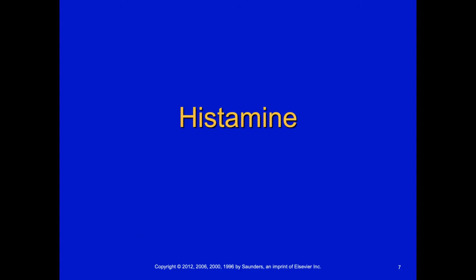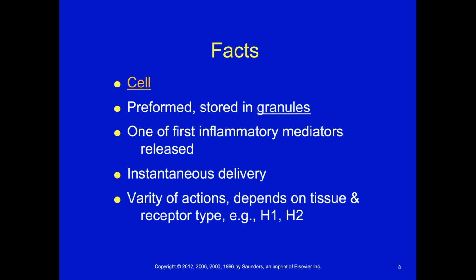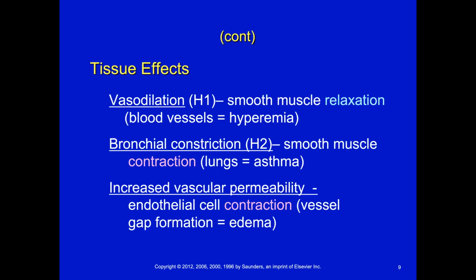So histamine, we've already discussed histamine, so I'm just going to give a brief overview at this point in terms of key facts. So we know it's made by the cell. We've seen the granules inside the mast cells already. This is actually one of the first inflammatory mediators that is released, and that release is instantaneous. And histamine will have a variety of actions, and it really depends on the tissue and receptor type. So we have two receptors primarily. We're going to talk about the H1 and the H2.